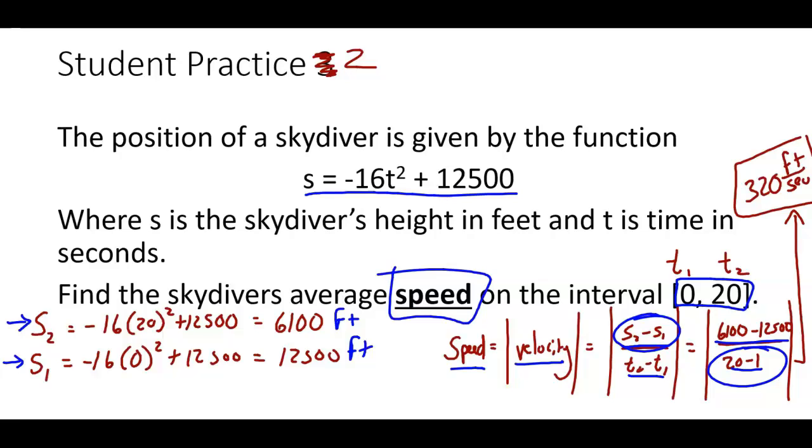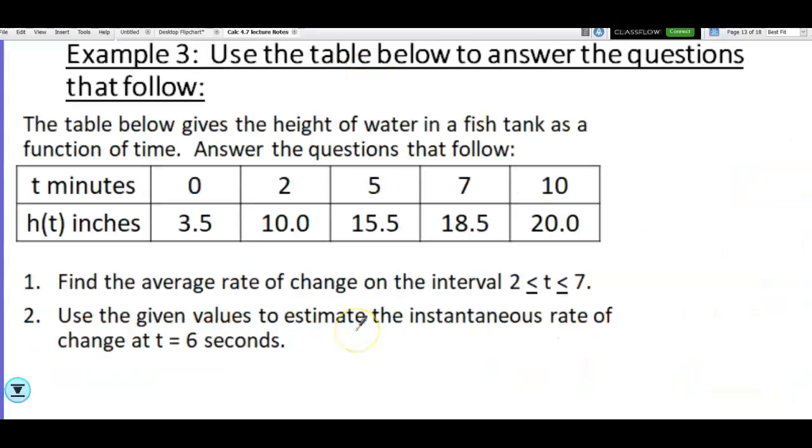Now I think it's important you understand we're talking about average speed. Really, if somebody's diving out of an airplane, they go faster and faster and faster. So they have average velocity and average speed, which is your final position minus your starting position over however much time it takes. But really, at any given point in time, your speed is constantly changing. All right, let's take a look at another example.